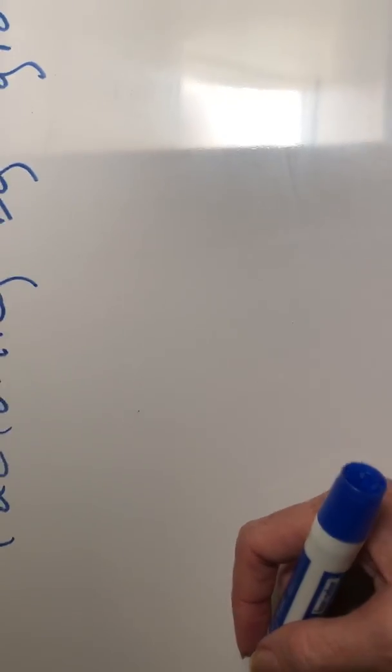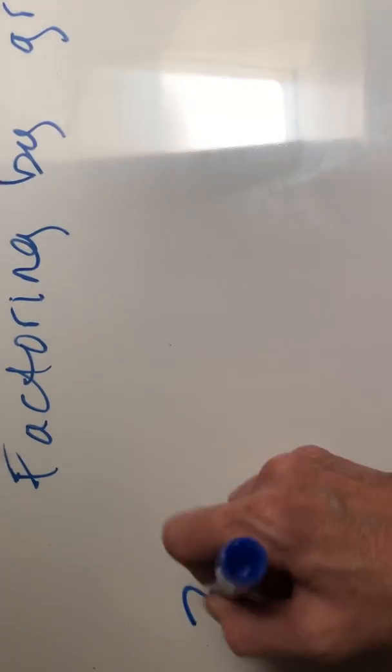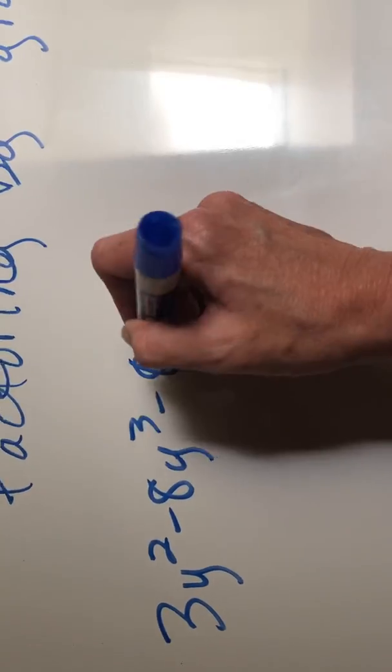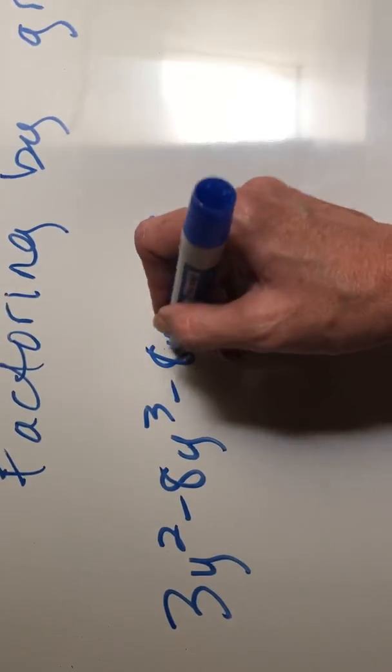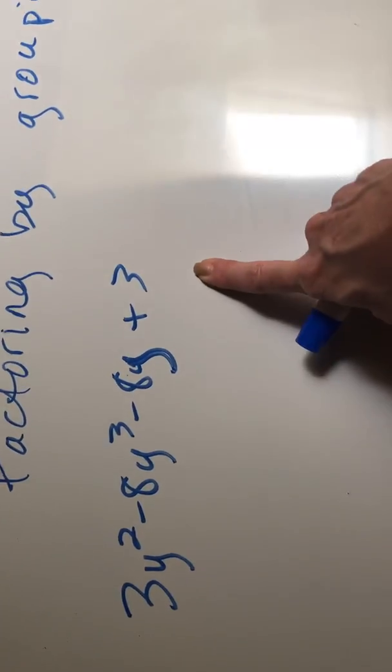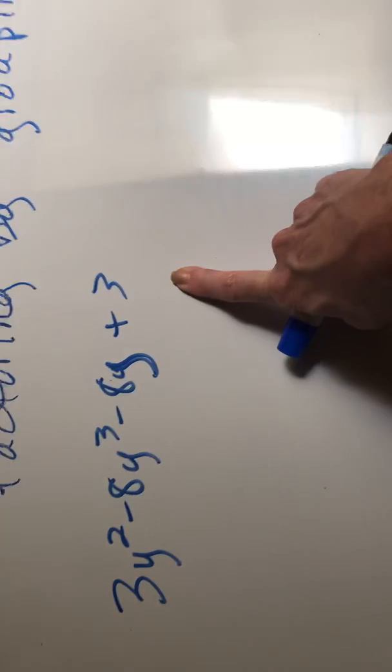So let's see another one. Let's try 3y squared minus 8y cubed minus 8y plus 3. Now, there's a couple of different ways you could do this.